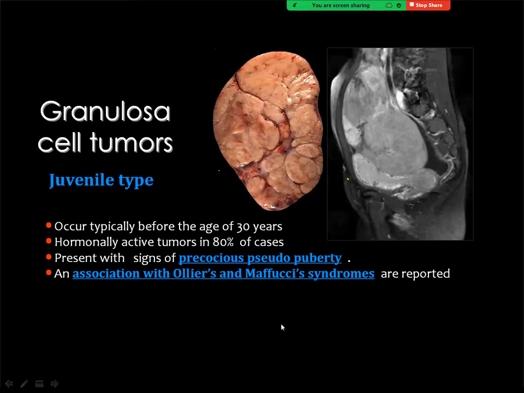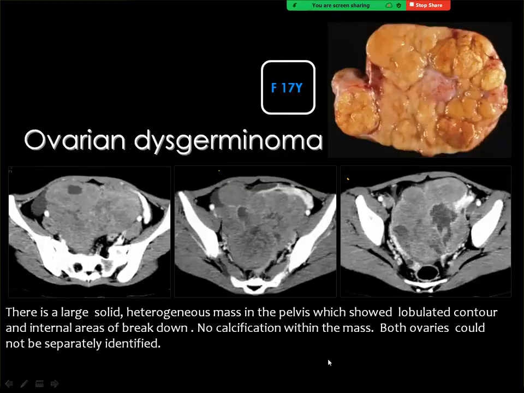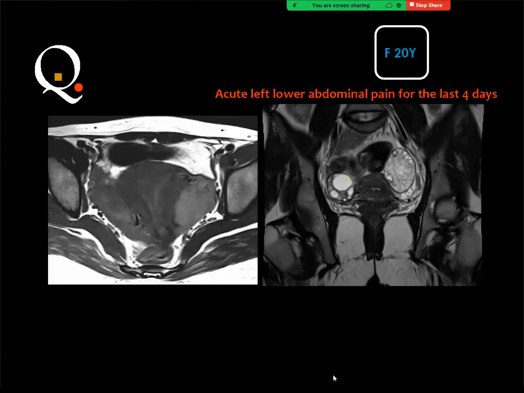and the adult type. And this may present by precocious pseudopuberty, and it may have some association with Ollier and Maffucci syndromes. The characteristic appearance is a very big mass in the pelvis. It may be totally solid, may have some cystic changes, or may have a predominantly cystic appearance with some solid component, especially in this particular age group, and you can diagnose ovarian dysgerminoma.